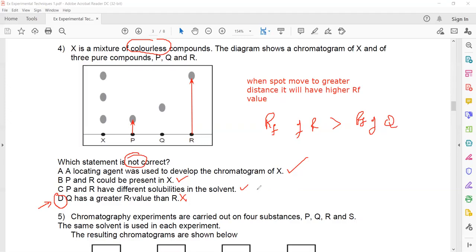Is it clear? Because we have to work out the wrong statement or not correct statement. Is it clear to everyone?